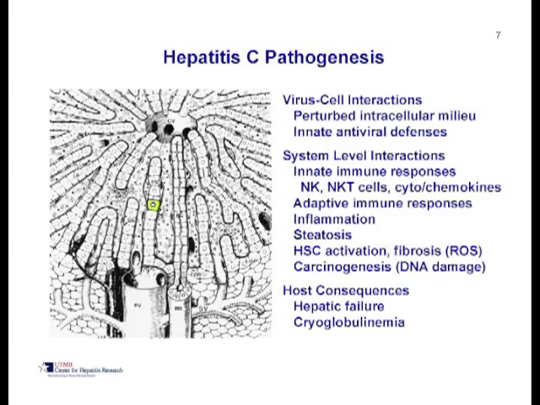Now, that can be accomplished by the virus in order to evade an innate antiviral response that the cell is trying to evoke upon recognition of the virus. It can also be a change in the intracellular environment that the virus has caused in order to promote its own replication. And those are the changes we'll be talking about primarily today. You could also then talk about what I would say are system-level interactions of the virus. Innate immune responses at a system level rather than an intracellular level. Adaptive immune responses, inflammation, steatosis, activation of stellate cells that actually lay down this fibrosis within the liver, and malignant transformation. And then finally, we can talk about the host consequences, which would include hepatic failure, cancer, or cryoglobulinemia in a small proportion of individuals.